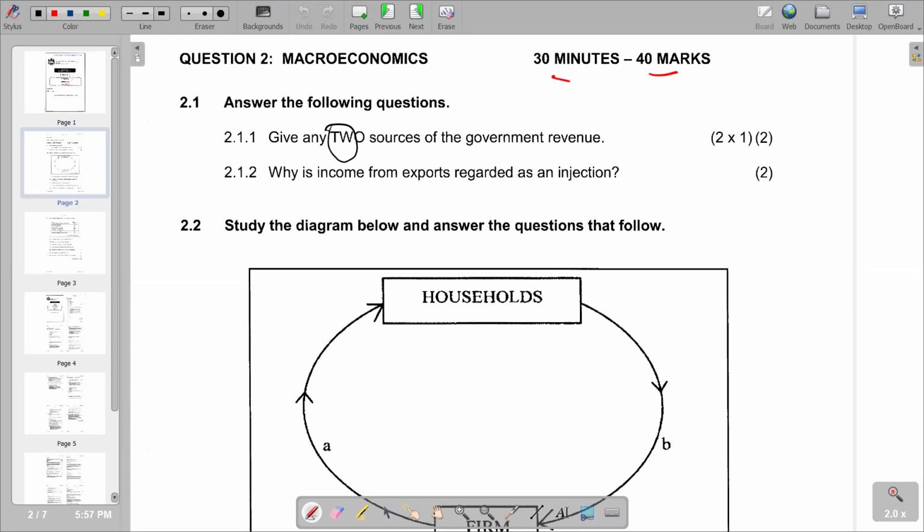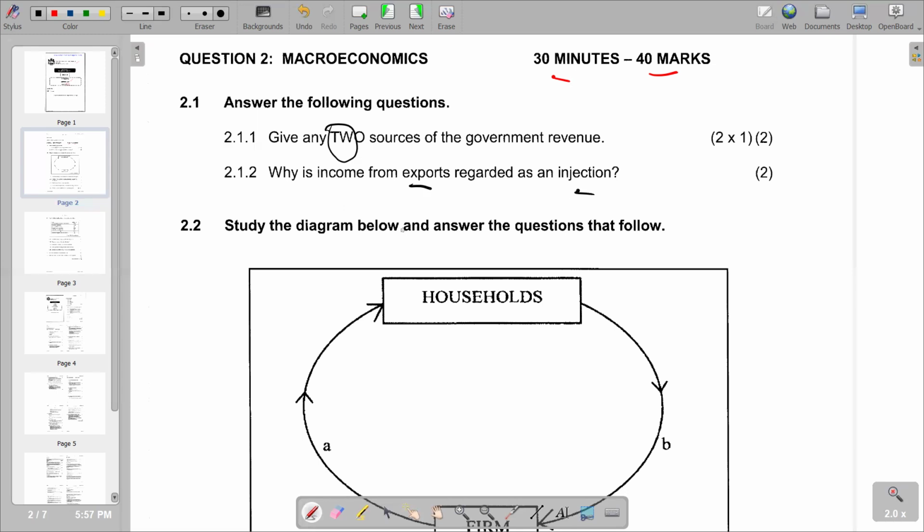So the question is, why is income from exports regarded as an injection? When we engage in exports, we are selling goods and services outside the country. So obviously, the goods and services are going to go outside the country, but what we are going to receive as an economy is income or revenue through the sale of those goods and services. So this now becomes an addition that is being introduced in our local economy. So it becomes an injection. So basically, that's what we have.